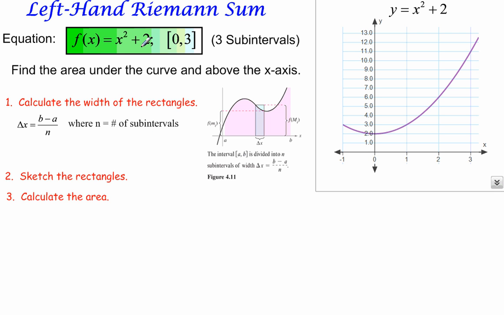So, left-hand Riemann sum, here we go. We are looking at the function x squared plus 2. That is what the shape of the curve looks like. And we're going to calculate the area under the curve from 0 to 3. So I'm going to be focusing on just from 0 to 3 here under the curve.